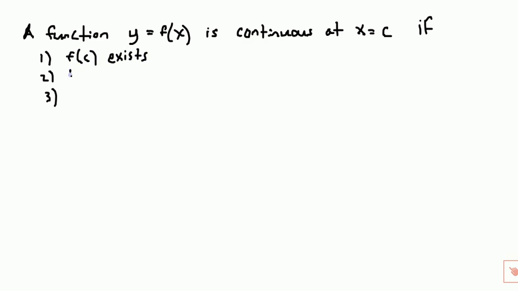The second is the limit as x approaches c of f of x exists. Right? And the third is the limit as x approaches c of f of x is equal to the function at that point. Okay, so this can be confusing at first. So let's look at three examples.